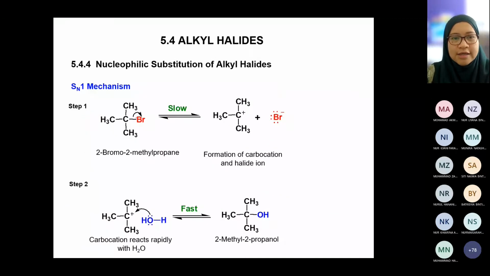So step 1, the Br, the halogen will be leaving the group. Kita tunjuk keluar. It will take both of the electrons, so it will leave the group and become bromide ion, leaving behind the carbocation. So this is the carbocation. This is a very slow reaction.